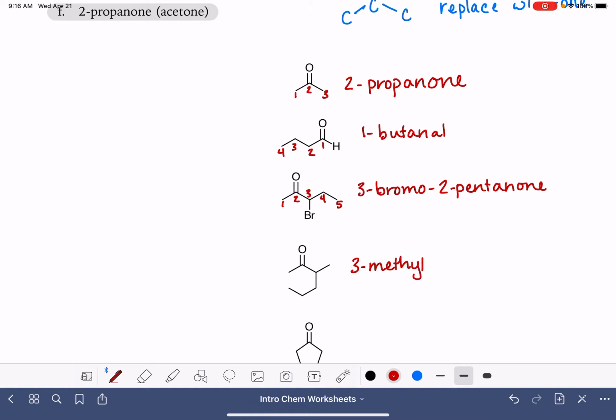3-methyl-2-hexanone. So when we number our carbon chain, we want to start at the end closest to the carbon-oxygen double bond. And then don't forget, you've got to be careful, find the longest carbon chain. Don't just automatically go from left to right. You need to find the longest set of carbon atoms. So this is a 6-carbon chain, which makes it a hexane, and because it's a ketone, hexanone. The carbon-oxygen double bond is on carbon number 2, so that's why it's called 2-hexanone. And then our branch is on carbon number 3, and it is a methyl.